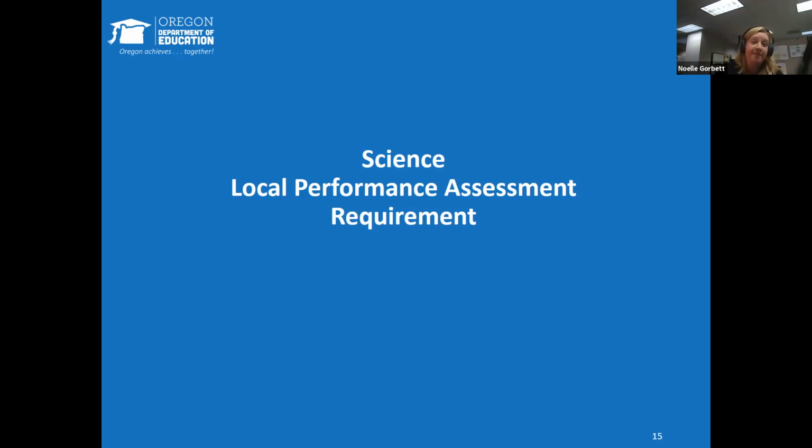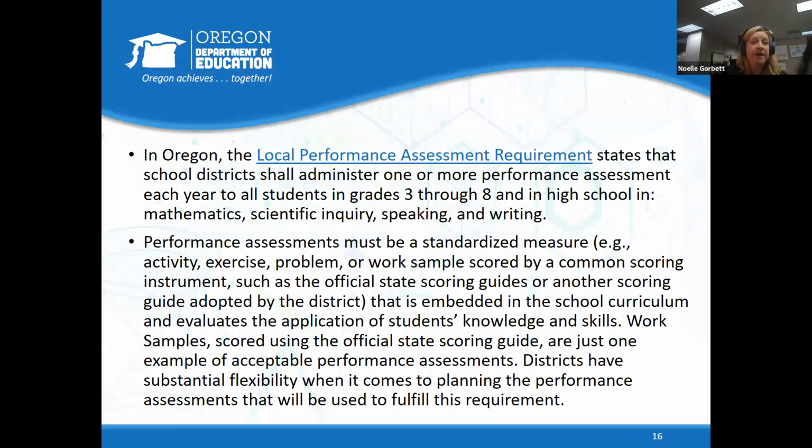So now we're going to talk about the science local performance assessment requirement. In Oregon, the local performance assessment requirement states that school districts shall administer one or more performance assessments each year to all students in grades 3 through 8 and in high school in mathematics, scientific inquiry, speaking, and writing.